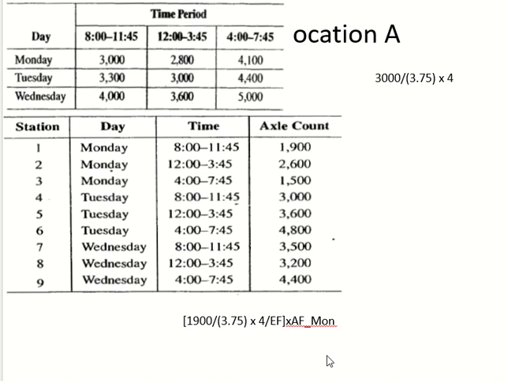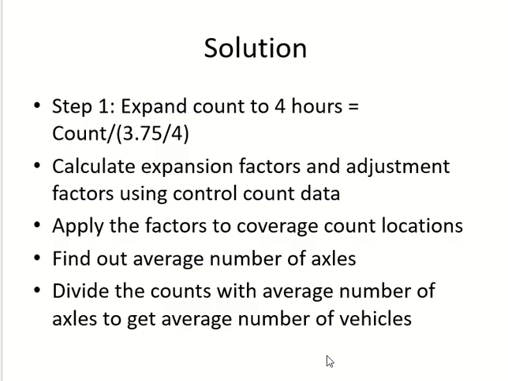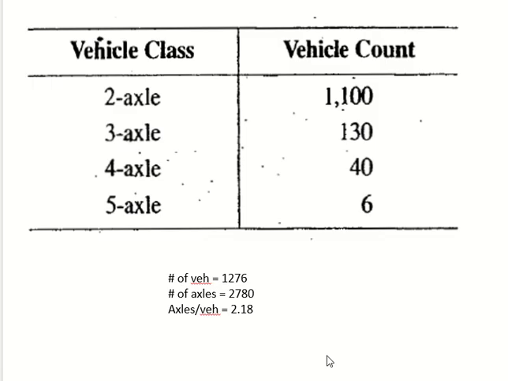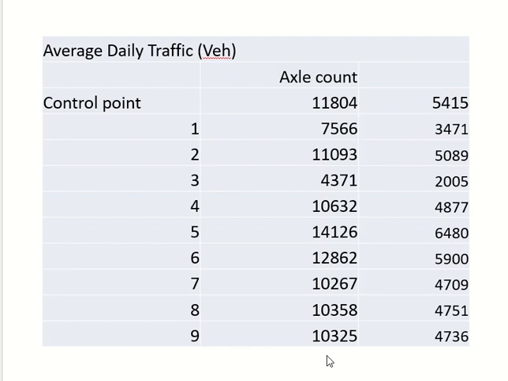Clear? This procedure is written here, and you can see we are covering the concepts from chapter 2 as well as this one. The first step and the last step were done in chapter 2 as well, and the remaining steps are from the same example which we covered last time. Clear? So you should do it. And these are the values you can check, the axle count as well as the vehicle counts.